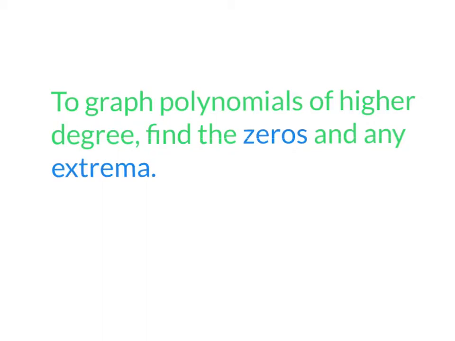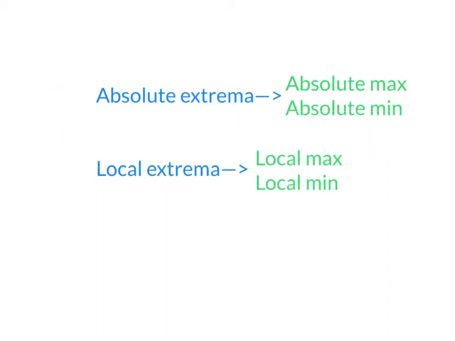So in order to graph polynomials of higher degree, you need to find these 2 main things. You need to find the zeros, which we spent an entire unit working on, and any extrema. So let's define extrema. And the extrema would be those 2 points that I highlighted in the last function.